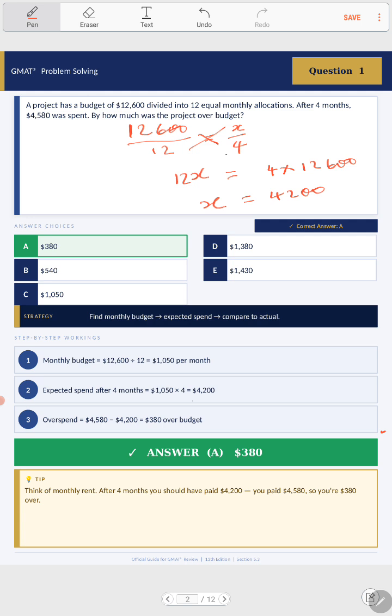Of course, if we solve this, you will still get 4,200. Remember, that is the same 4,200 here. And 4,580 minus 4,200 equals 380. But for now, just know we can set this up as a proportion. We are going to use this later.